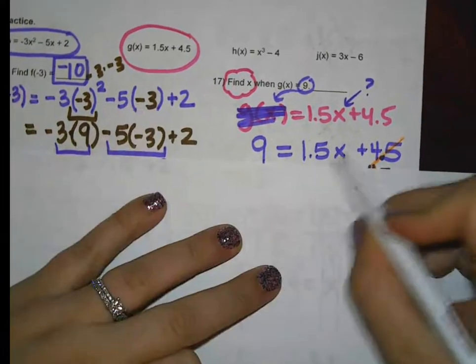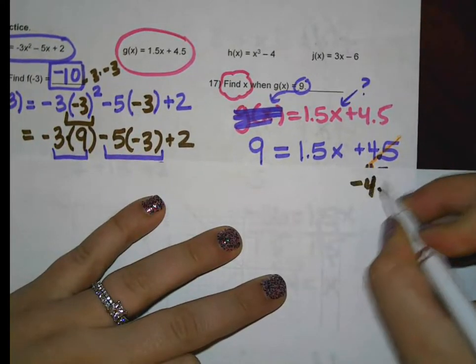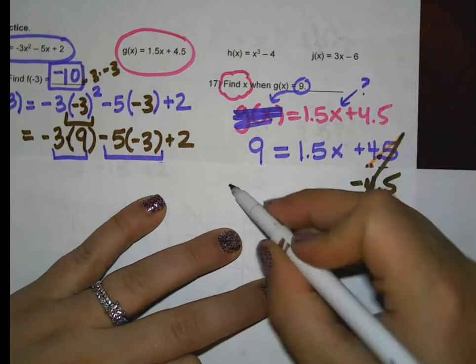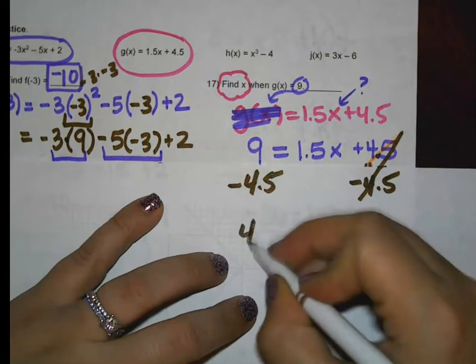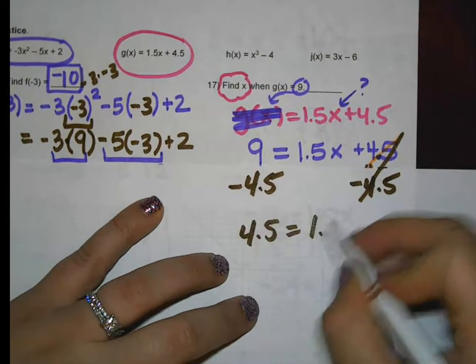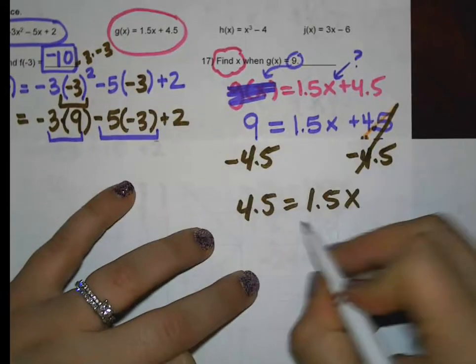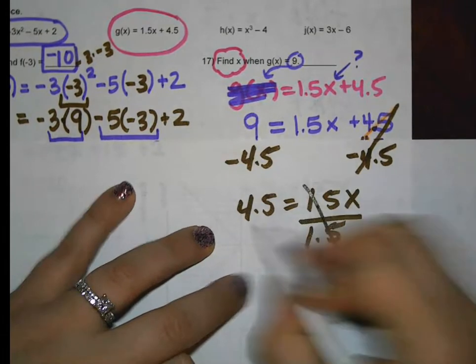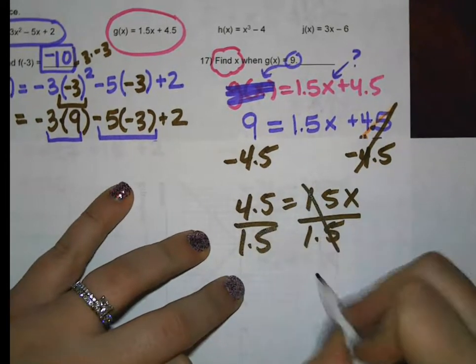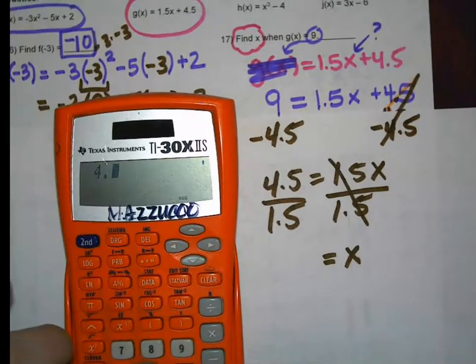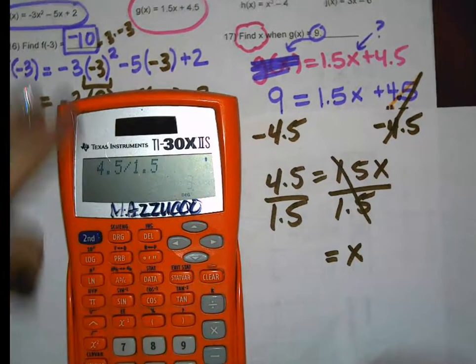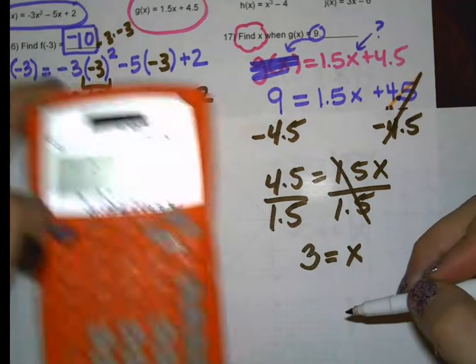Okay, so to get the x by itself, we're going to go ahead and subtract 4.5 from both sides. 9 plus a negative 4.5 is 4.5. And then lastly, to get x by itself, we're going to divide by 1.5. So then we have 4.5 divided by 1.5, and we get 3.